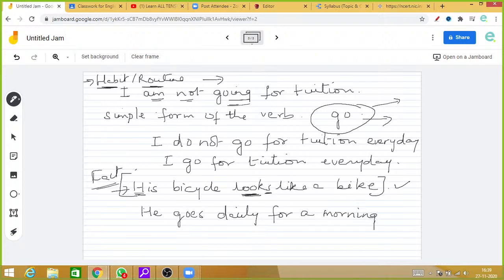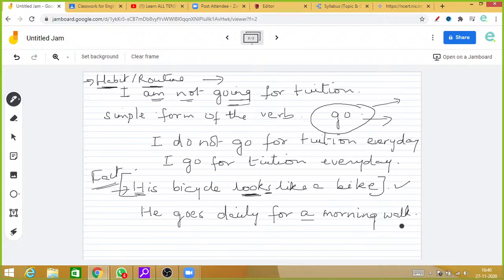Ma'am, why is it "a" here? Because "morning walk" is a general term. But when he goes, he will go for one morning walk. He cannot go for morning walks, one after the other. So it is a specific morning walk which is related to just him. That is why we use "a". Now I understand. Okay, good. So this is a key.